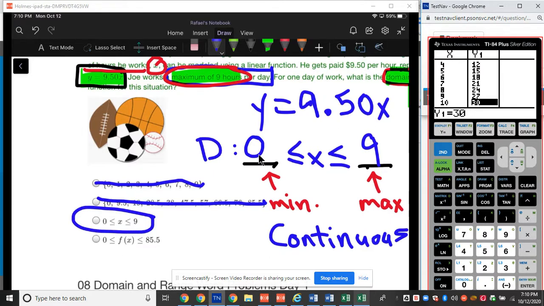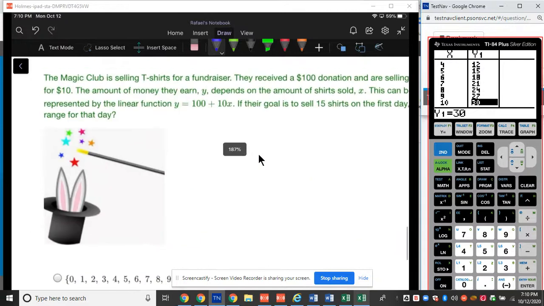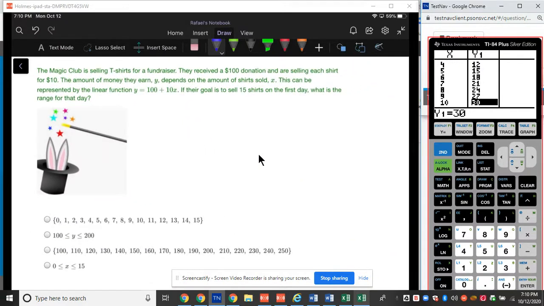All right, one last problem that I'm going to help you guys with, and then you'll have half your homework done. Okay, the Magic Club is selling t-shirts for a fundraiser, and they received a $100 donation, and they're selling each shirt for $10. The amount of money they earn, Y, depends on the amount of shirts sold, X. This can be represented by the linear function y equals 100 plus 10x. If their goal is to sell 15 shirts on the first day, what is the range for that day?